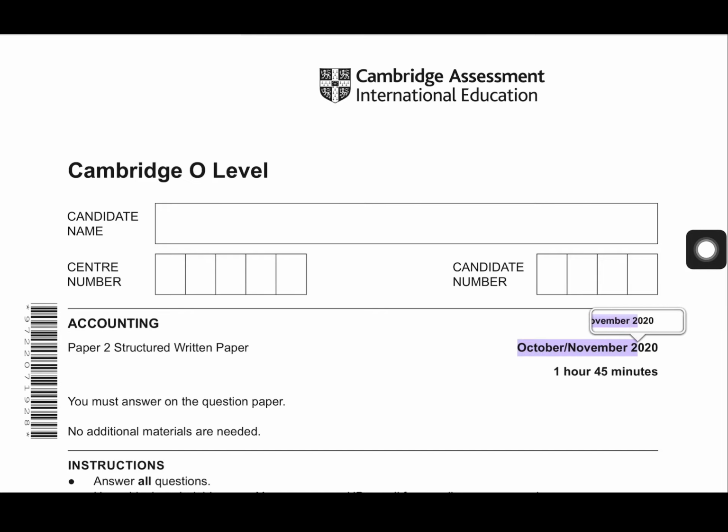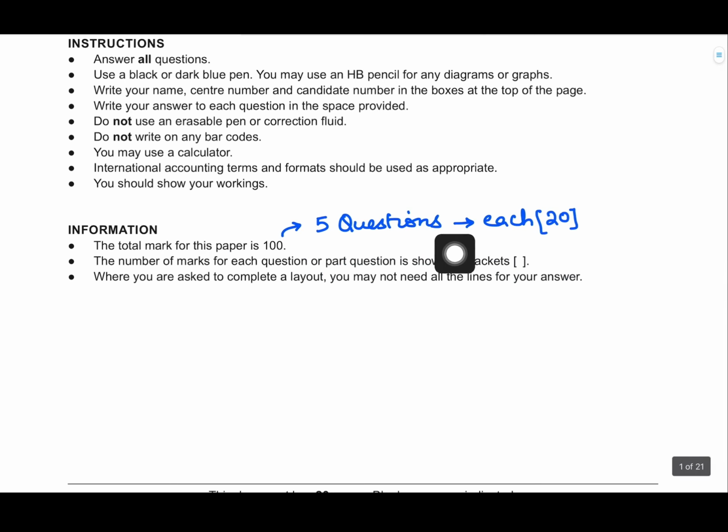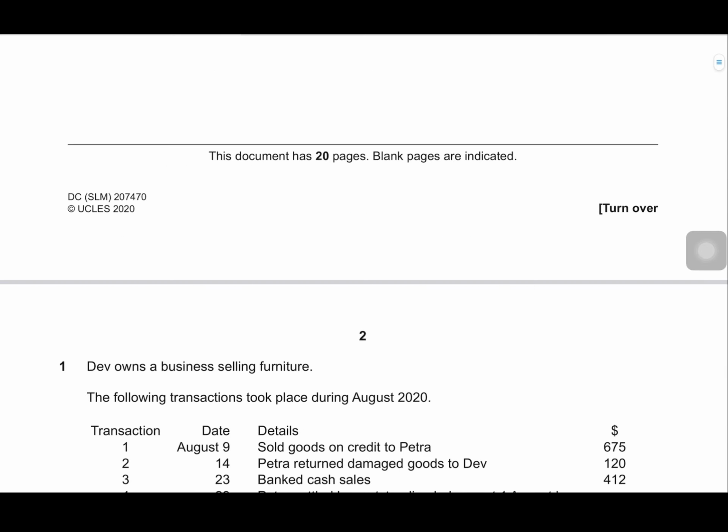So now we'll be starting with a past paper solution, and the year that we'll be doing is October-November 2020, paper 22. This paper is of 100 marks and there are 5 questions in this paper, each of 20 marks, and we'll be covering each of these questions individually. So let's get started with the first question.